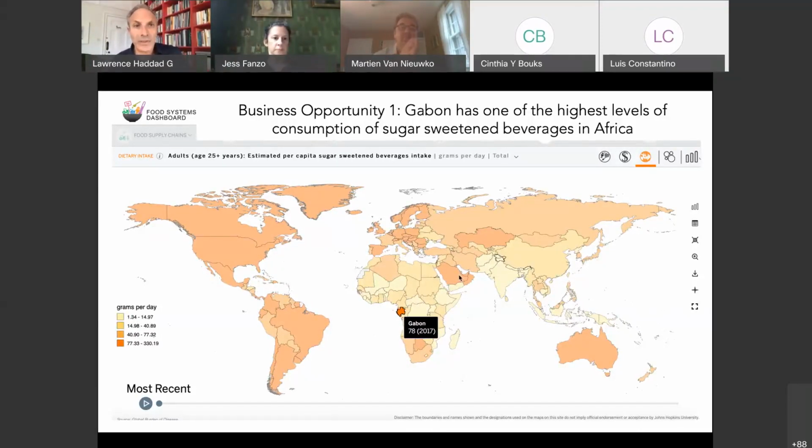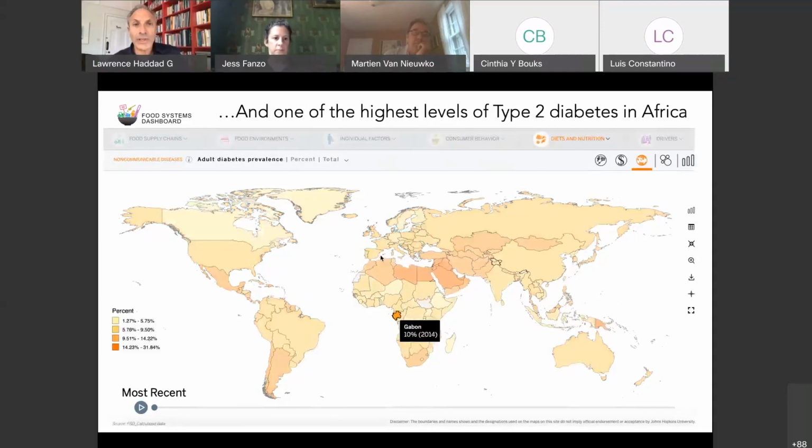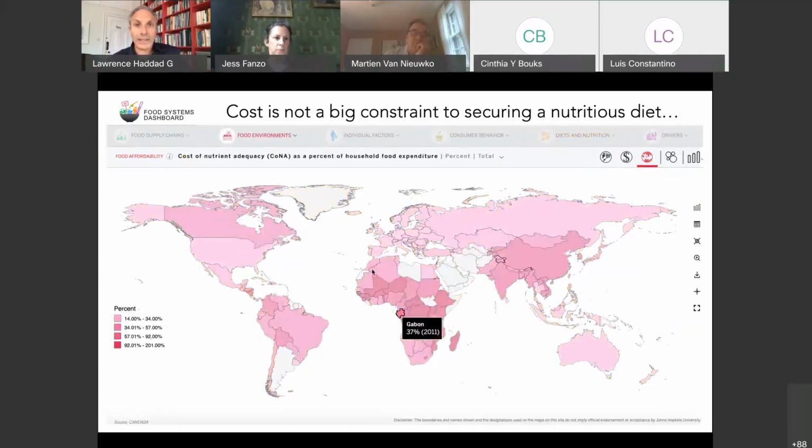It's got one of the highest levels of consumption of sugar-sweetened beverages in Africa. It has one of the highest levels of type 2 diabetes in Africa. And interestingly enough, cost is not a big constraint to securing a diet. This is the cost of nutrition adequacy as a percent of household food expenditure. And you can see in Gabon, it's 37%. So that's not a ridiculously high percentage. Some countries, in Ethiopia, for example, that 37% is 155%.